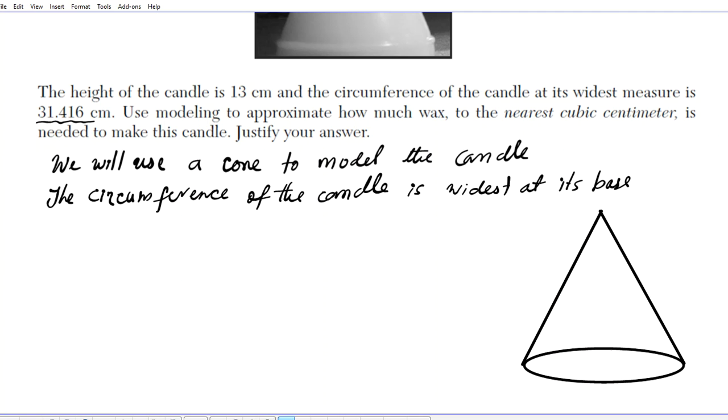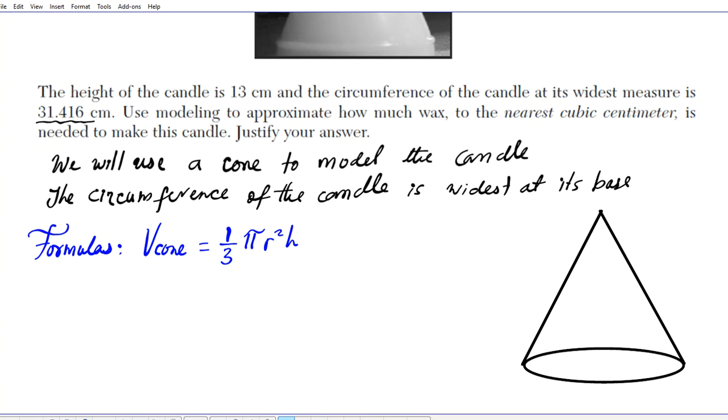Now, what are the formulas that we're going to use here? We're looking at how much candle wax is used, so how much fills the interior of this cone. That's what we're looking at, and that is volume. So formulas coming up. First one is volume of a cone, which is a third of the volume of a cylinder with identical height and base radius: 1/3 pi r squared h.